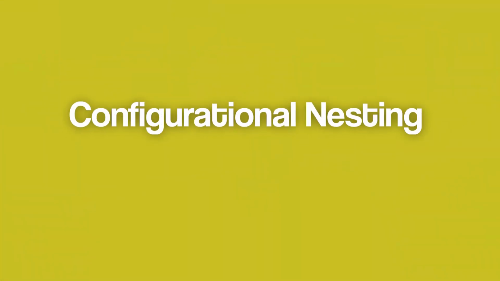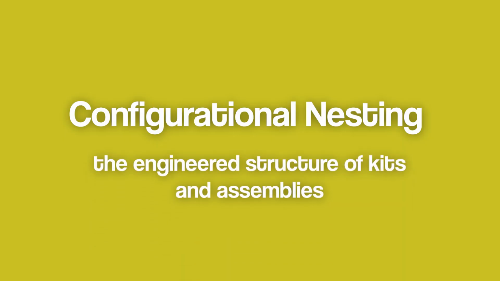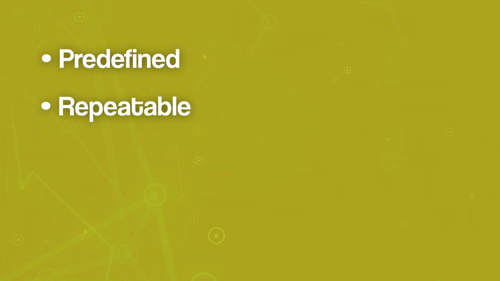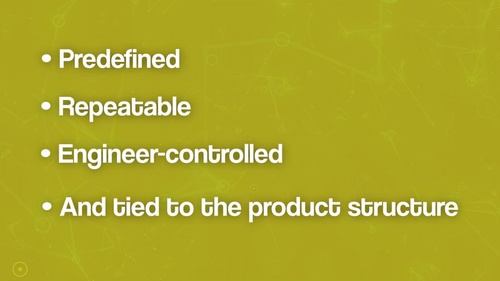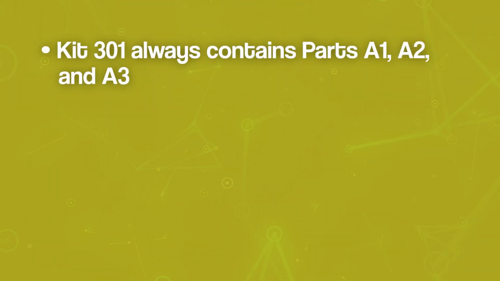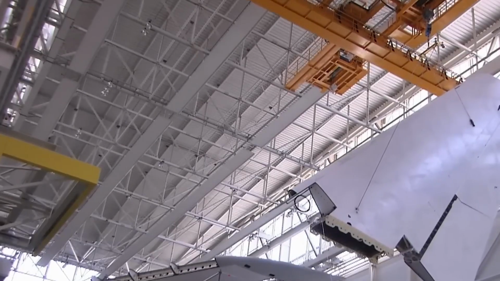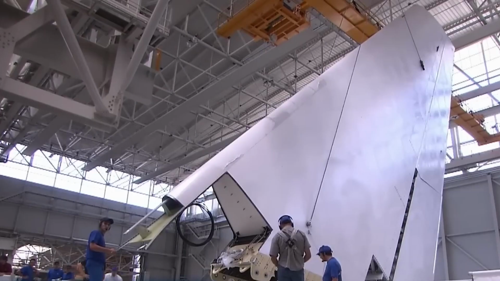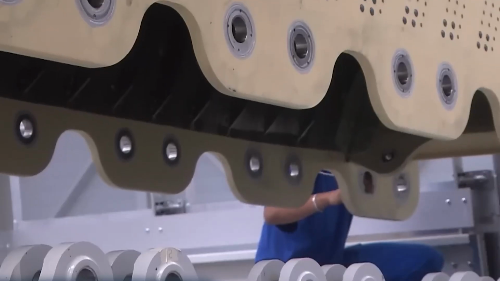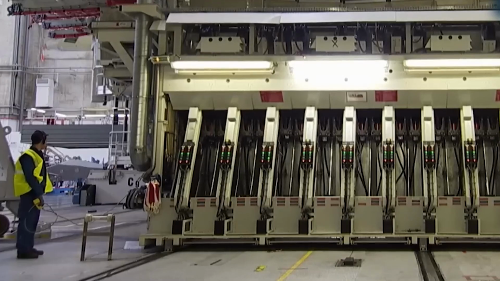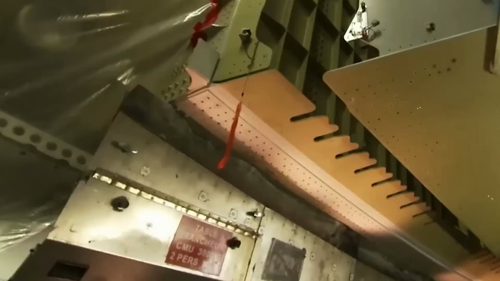The next area is configurational nesting, and this is the engineered structure of kits and assembly. Configurational nesting is the opposite of physical nesting. It is predefined, repeatable, engineer controlled, and tied to the product structure. Examples of this include Kit 301 always contains parts A1, A2, and A3. Subassembly 42 always requires 4 bolts of type B47. A repair kit comes with a standard consumable bundle. This type of nesting aligns perfectly to bill of materials, manufacturing process plans, engineering change orders, and configuration control documentation.